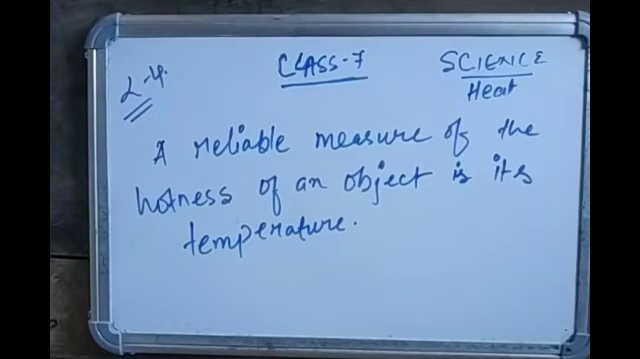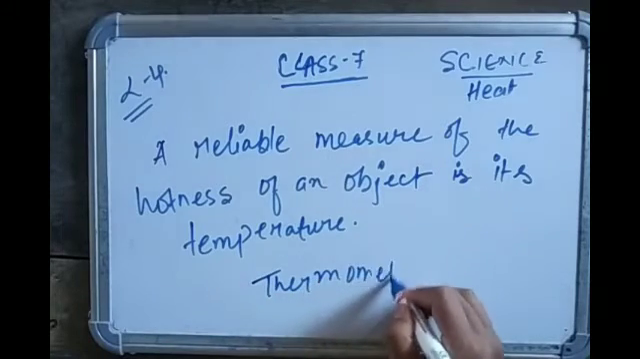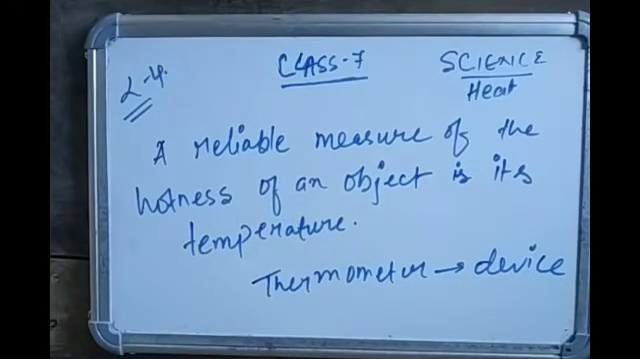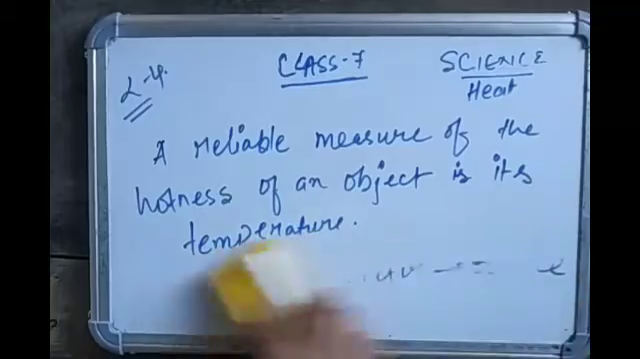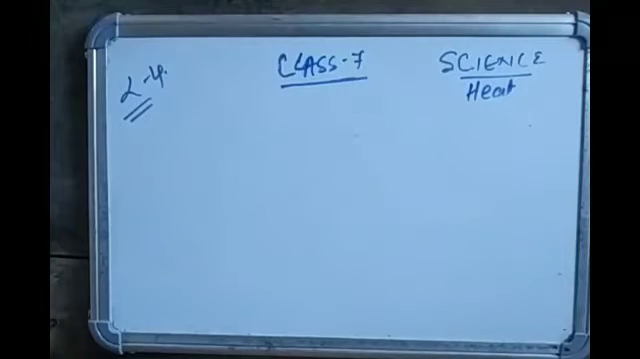So a reliable measure of the hotness of an object is its temperature. Temperature can be measured by using a device called a thermometer. So here the reliable measure of the hotness of an object is temperature, and temperature can be measured by using a device called thermometer. So the next topic is measuring temperature.